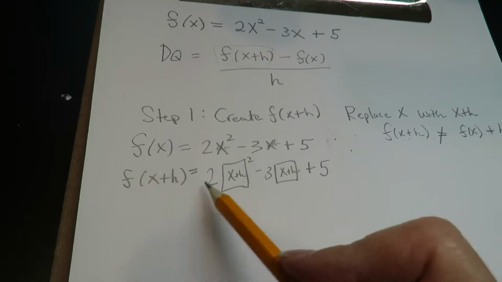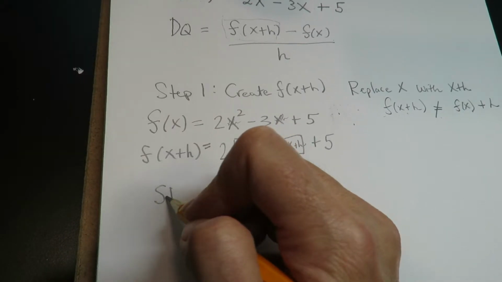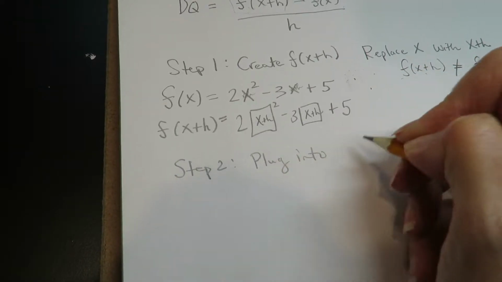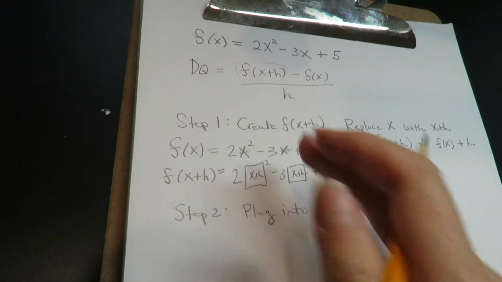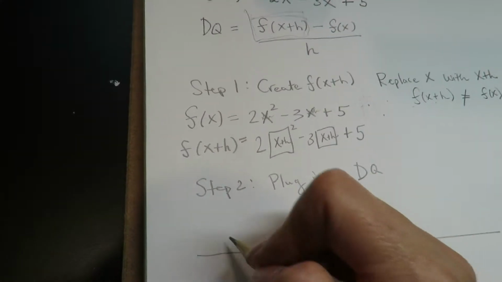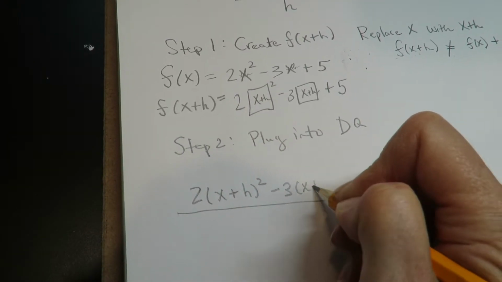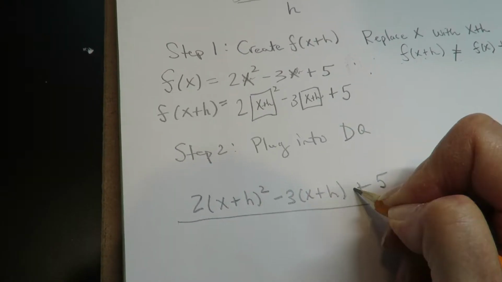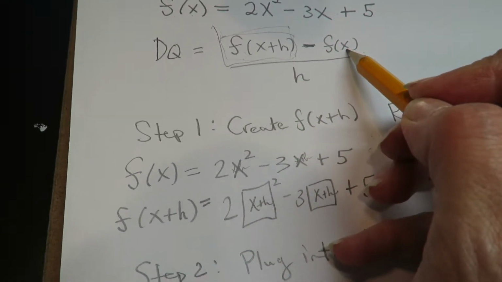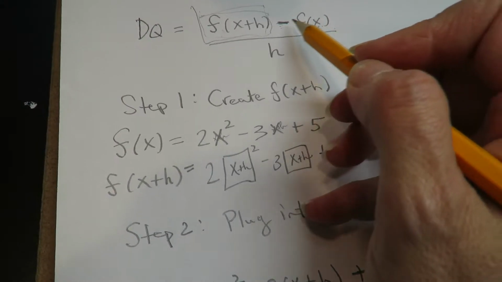Okay, so once you create the f of x plus h, what you want to do now is plug into the difference quotient. So now I'm going to plug into the difference quotient. First you put f of x plus h in. Now here you have to be careful because you're subtracting all of f, not just the first term, you're subtracting all of f.